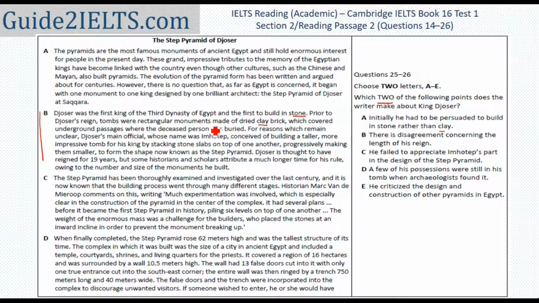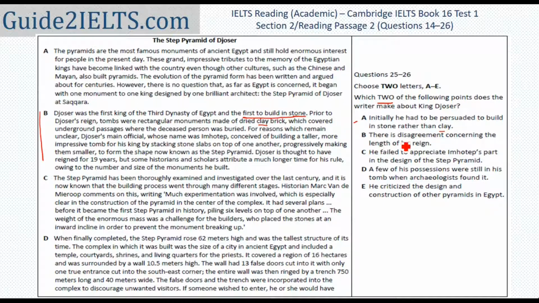So I'll just quickly scan through this part. Tombs were rectangular, made of clay. For reasons which remain unclear, this person conceived of building a taller building. There doesn't seem to be any mention of why Djoser agreed to make it with stone, just that he was the first one to do so. For now, I don't think this is the answer.